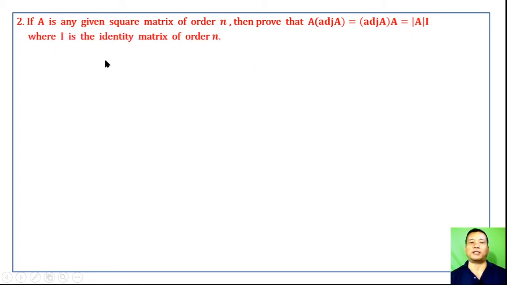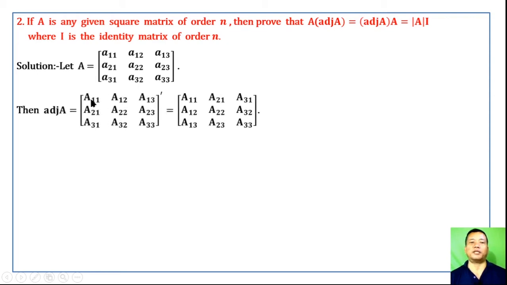I is the identity matrix of order n. Let A be a 3 by 3 matrix. Then adjoint A is the transpose of the matrix of cofactors, that is, the first row becomes the first column, the second row the second column, and the third row the third column.